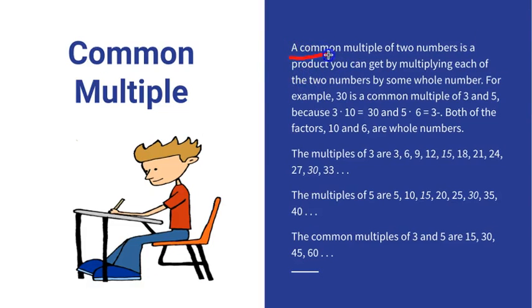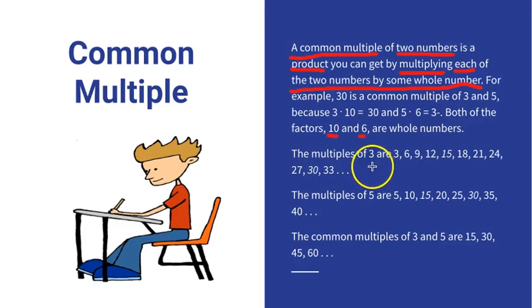A common multiple of 2 numbers is a product you can get by multiplying each of the 2 numbers by some whole number. I would definitely make sure I wrote down an example. So 30 is a common multiple of 3 and 5, because 3 times 10 makes 30 and 5 times 6 makes 30 as well. Both of those have factors that are 10 and 6 that make them work.